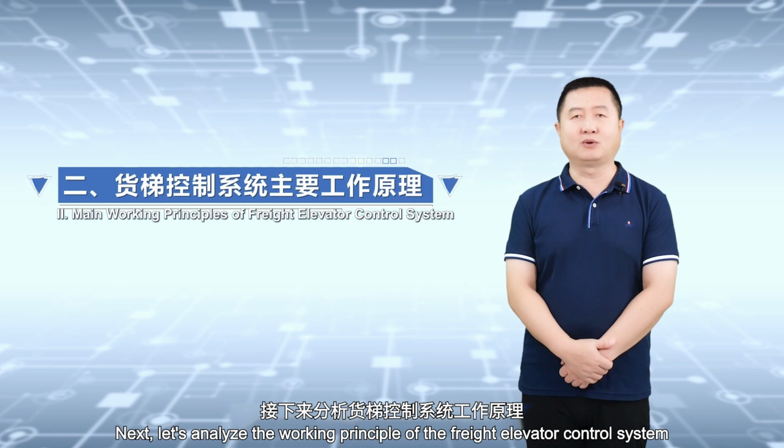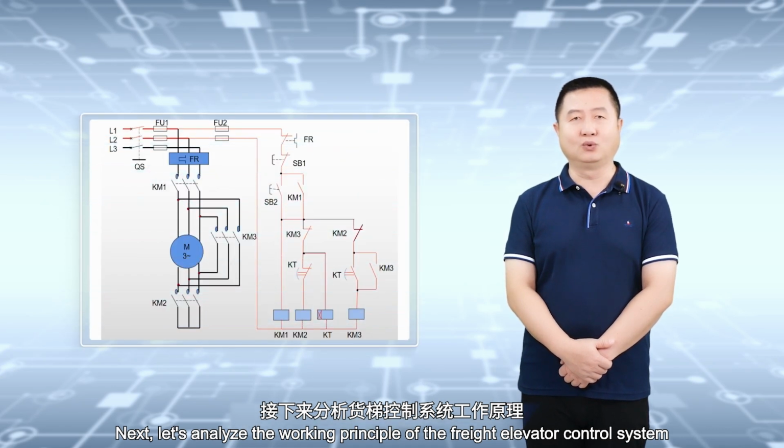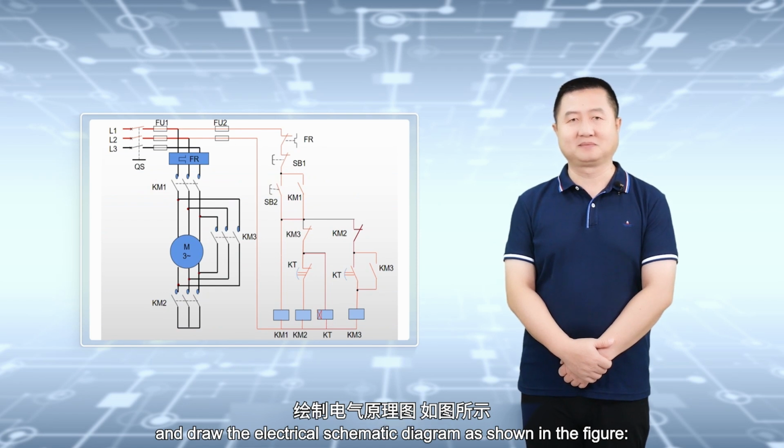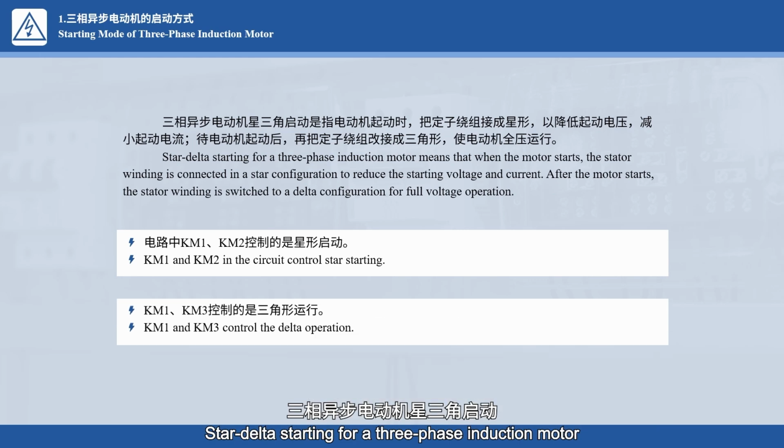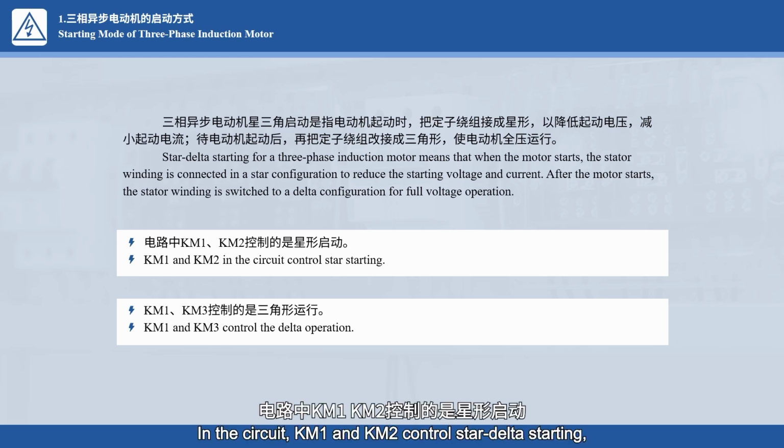Next, let's analyze the working principle of the freight elevator control system and draw the electrical schematic diagram as shown in the figure. Star-delta starting for a 3-phase induction motor means that when the motor starts, the stator winding is connected in a star configuration to reduce the starting voltage and current. After the motor starts, the stator winding is switched to a delta configuration for full voltage operation. In this circuit, KM1 and KM2 control star-delta starting, while KM1 and KM3 control delta operation.